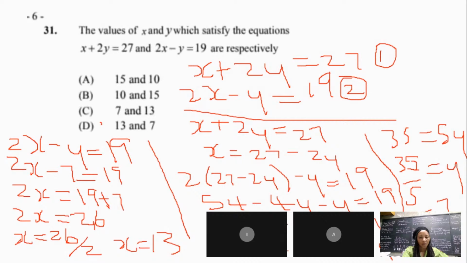Miss, can you number 32? A rectangular picture frame has a border area of 32 centimeters.